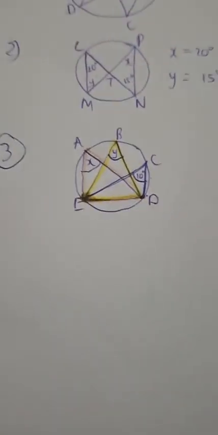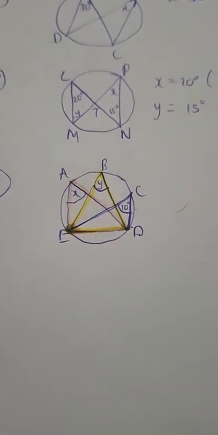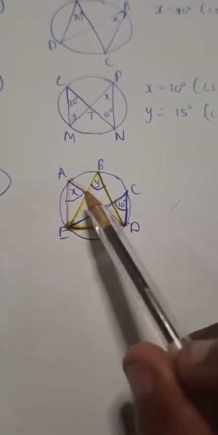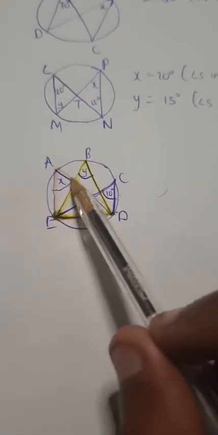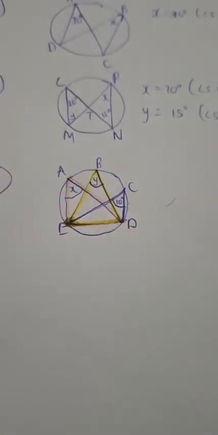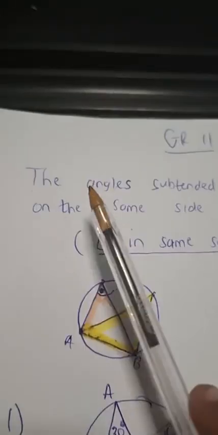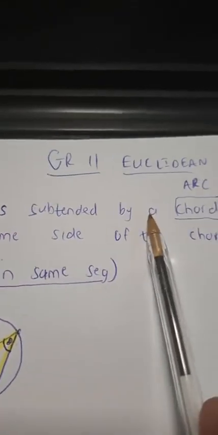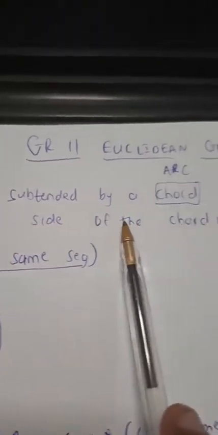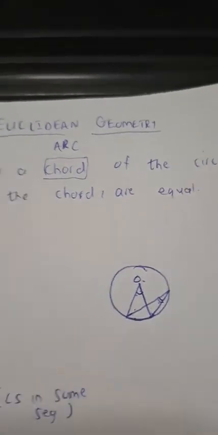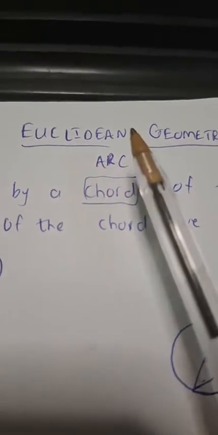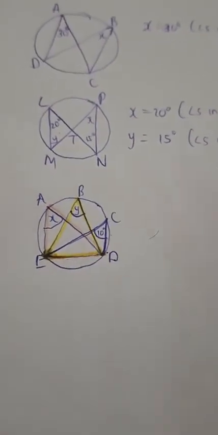So then what can we say? Because we want the value of x and we want the value of y. What do we know about a chord? What does it subtend at the circumference? It subtends angles that are equal. So I go back to the statement: the angles subtended by a chord of the circle at the same side of the chord are equal. Whether it's a chord or an arc, those angles are actually equal.